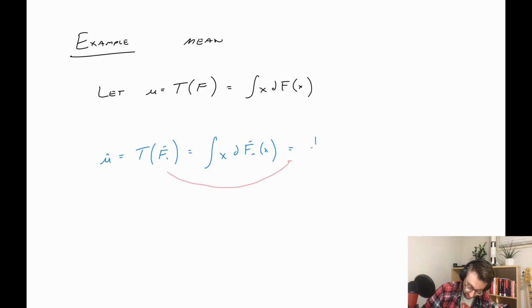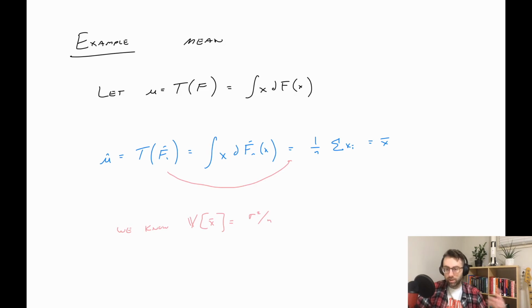But so then this is 1 over n sum of the xi, because again, the function here, that r function, is just the identity. And this is what we would call x bar pretty often. So I would note that often we know the variance of x bar is sigma squared over n, where sigma squared is the variance of an individual observation. I just haven't defined it that way.